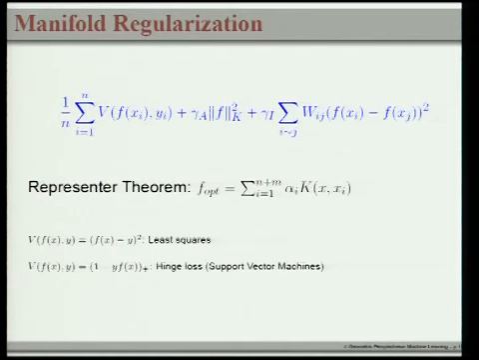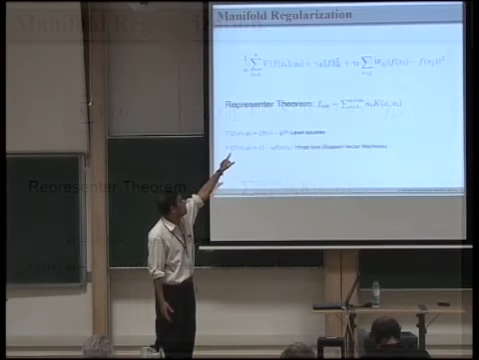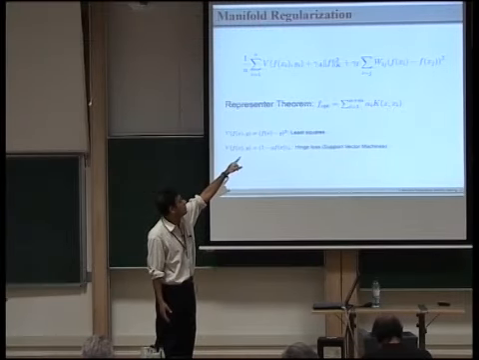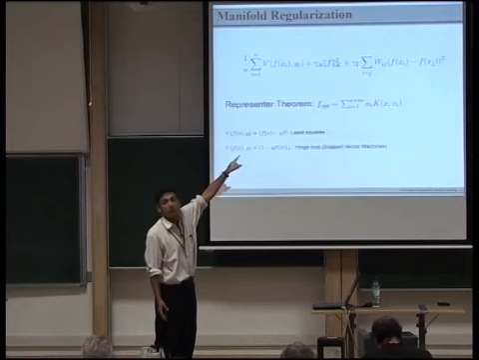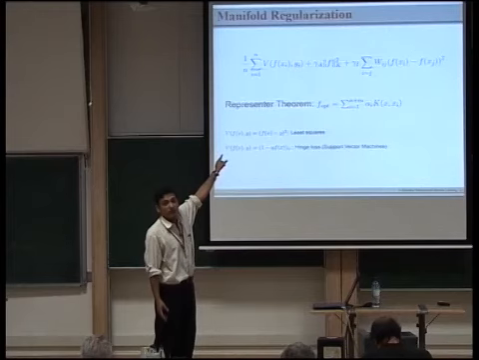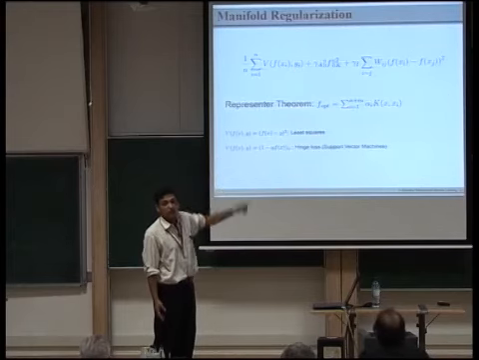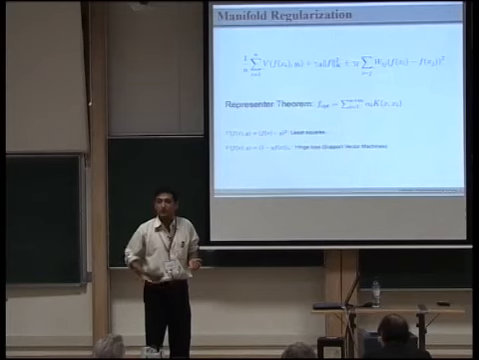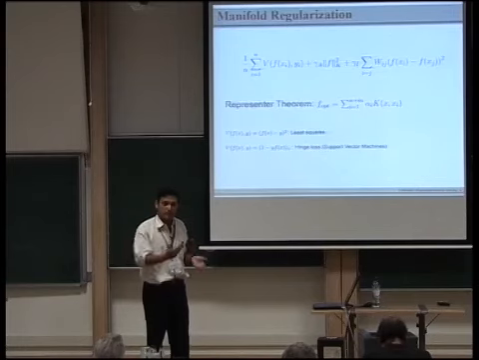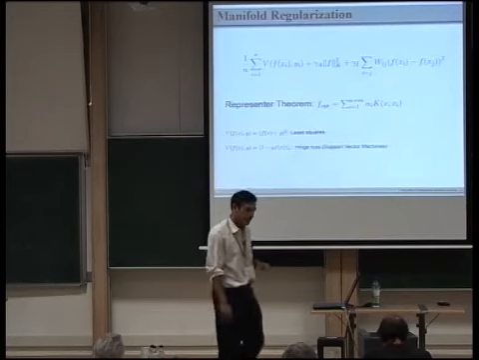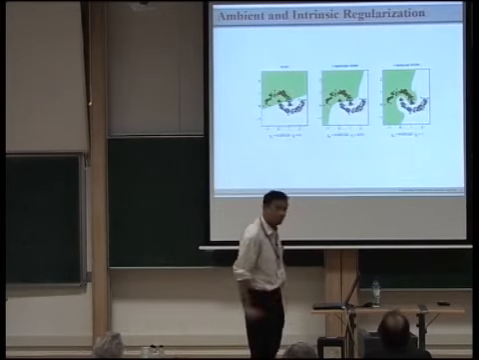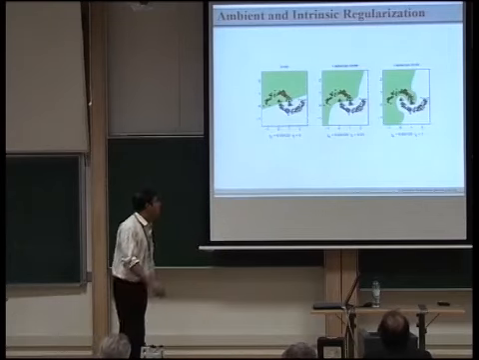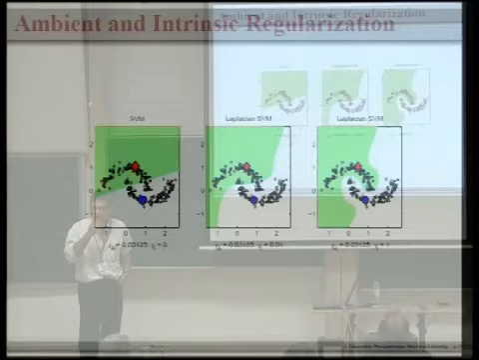And so, every classical algorithm can be accommodated in this framework by just setting gamma I to 0. The moment you set gamma I to 0, you get a classical algorithm. And for every classical algorithm, if you do this, you will get the Laplacian version of that classical algorithm. So, you will get Laplacian support vector machines, Laplacian logistic regression, Laplacian this and Laplacian that. So, I will show you the example for Laplacian support vector machines versus ordinary support vector machines.